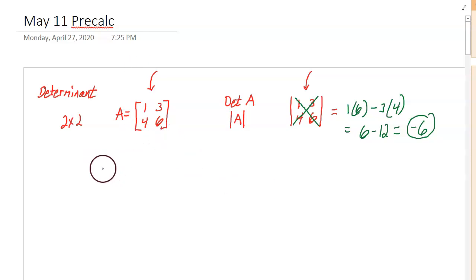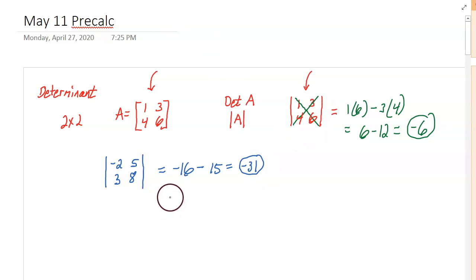Let's try another example. Let's say we want to find the determinant of the matrix containing these numbers. I know that this means to find the determinant of the matrix because of the vertical lines. Multiply diagonally, -2 times 8, that's -16. And then subtract and multiply the other diagonal, 5 times 3, which is 15. And then figure out this answer, -31.